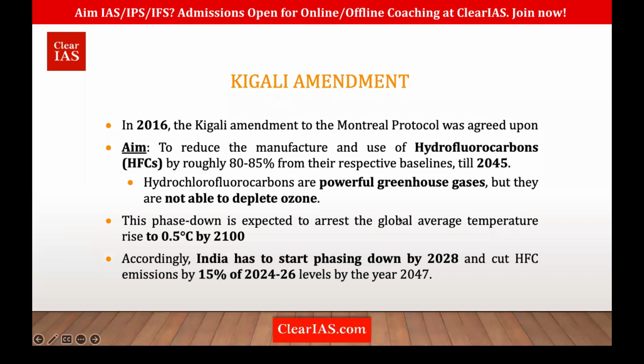The problem is that all the countries are not phasing it down together, because in 2019, the developed countries already started phasing it down. But India, being one of the developing economies, and since it needs space for development, will only start phasing down by 2028. And that too, 15% of the 2024-26 level by the year 2047. Actually, there are three categories of classification based on development status, but India is only in the third phase. So they have to just start phasing down HFC by 2028. So that is the Kigali Amendment.